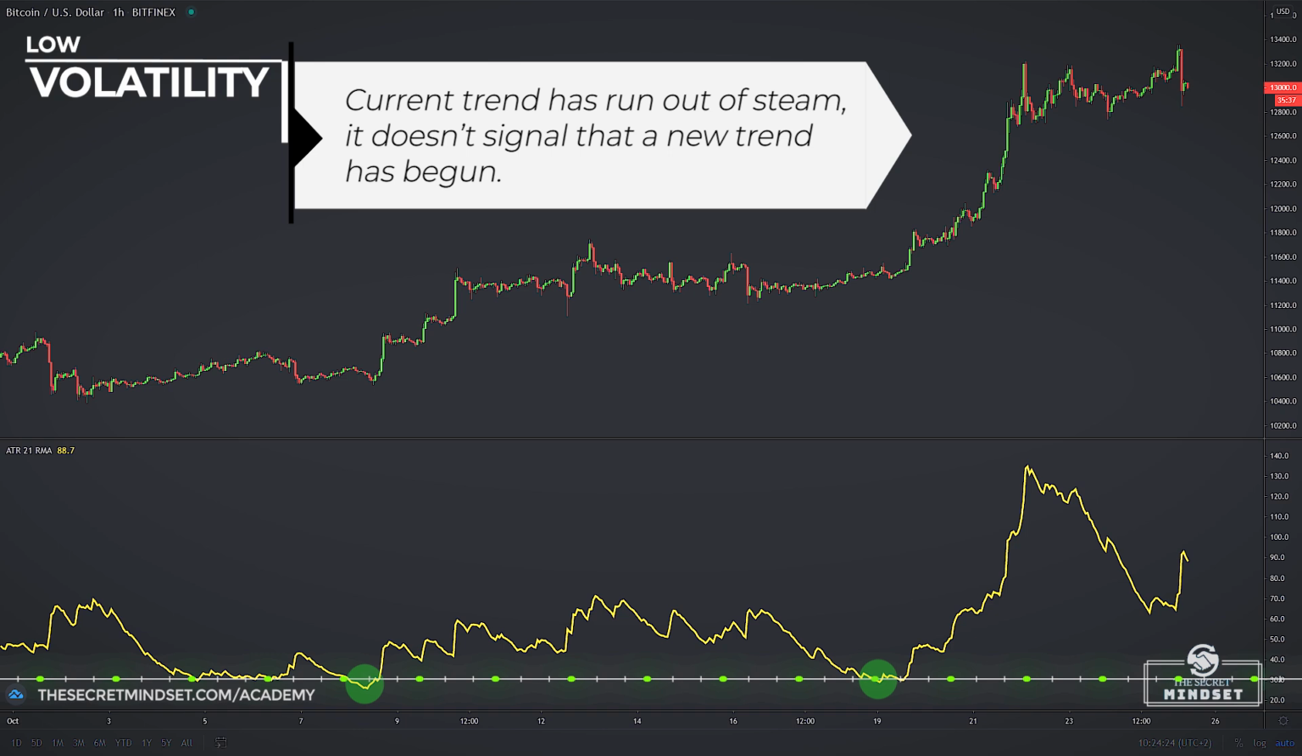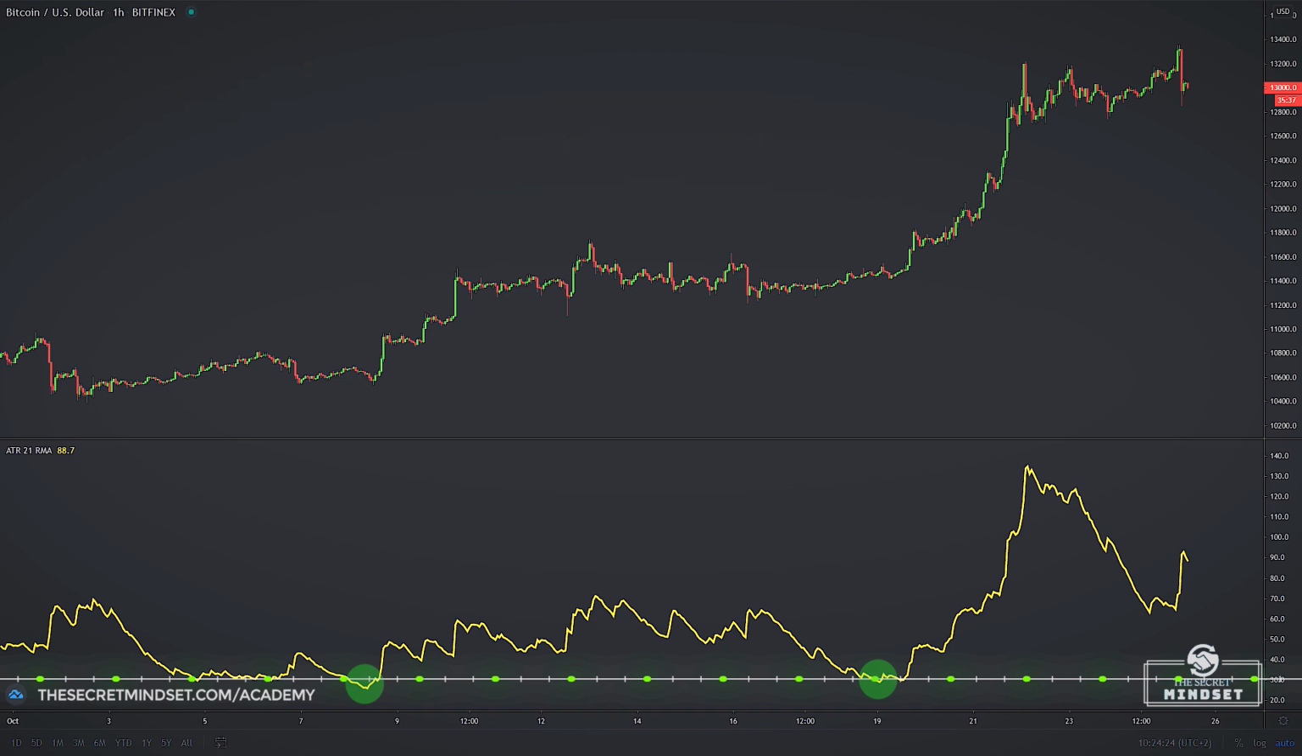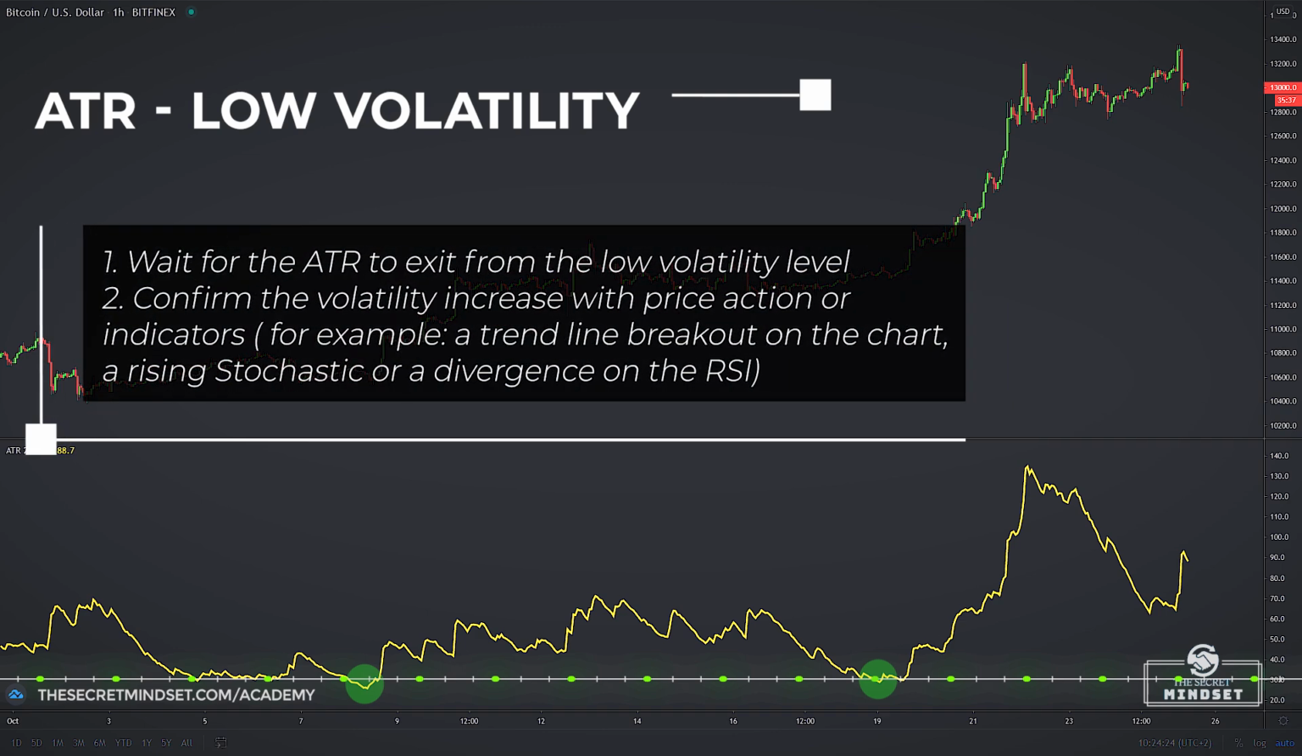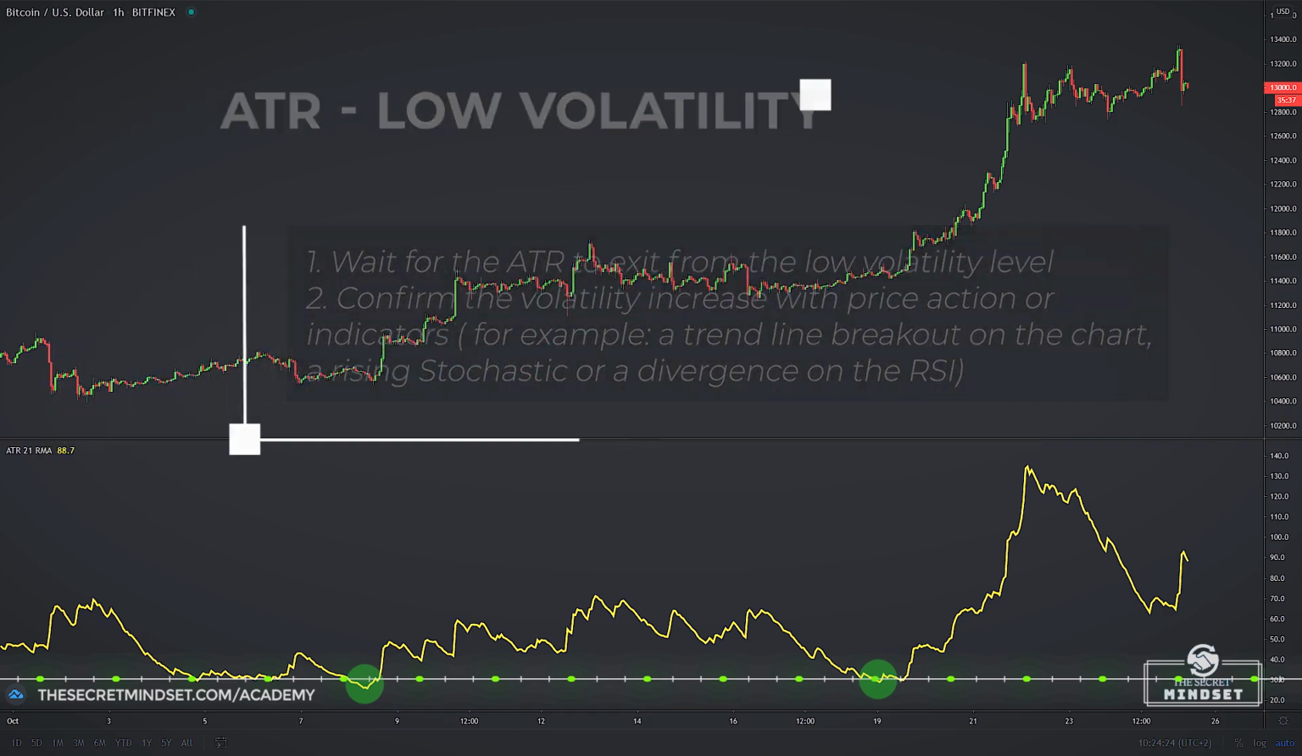So we must use the average true range in conjunction with other oscillators or price action. For example, in this chart, we identified low levels of volatility, but we cannot enter the market blindly. A smarter approach would be to wait for the average true range to exit from that level and confirm the volatility increase with a trendline breakout on the chart, or a rising stochastic, for example, or a divergence on the RSI or the CCI, depending on your strategy.